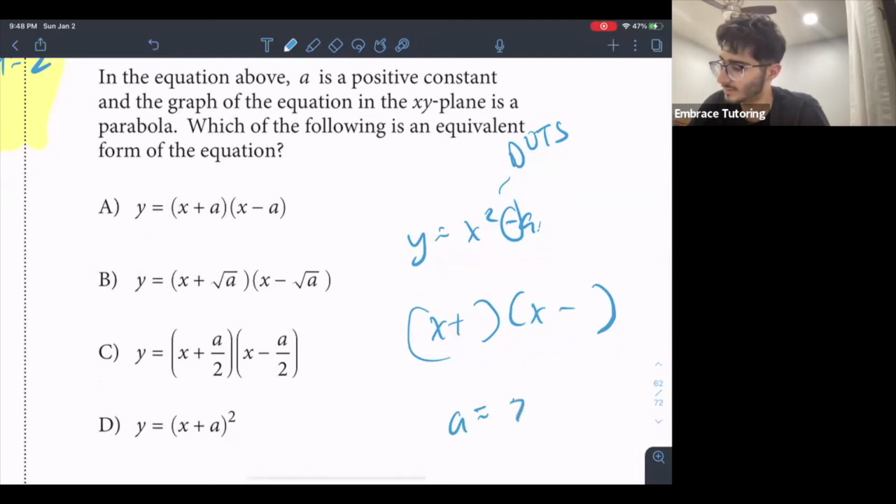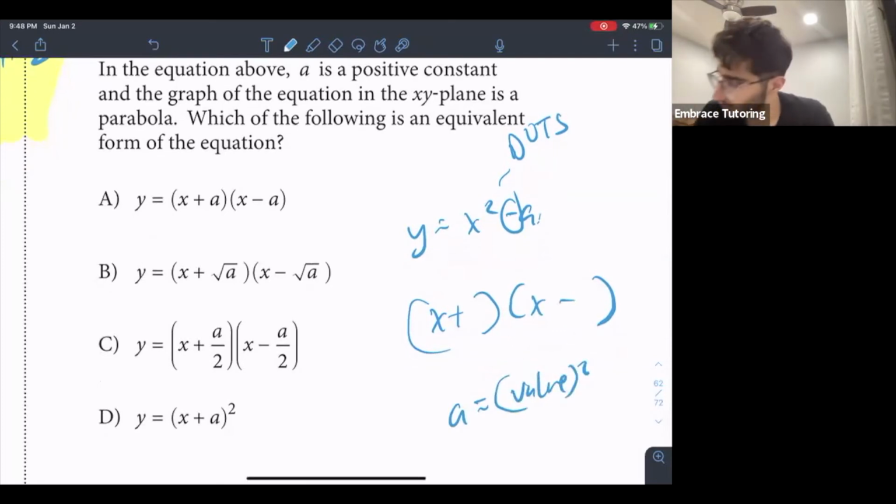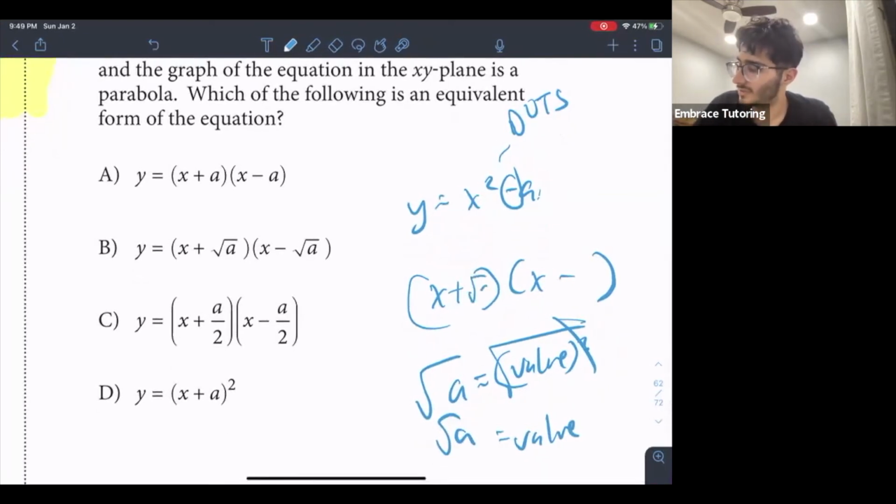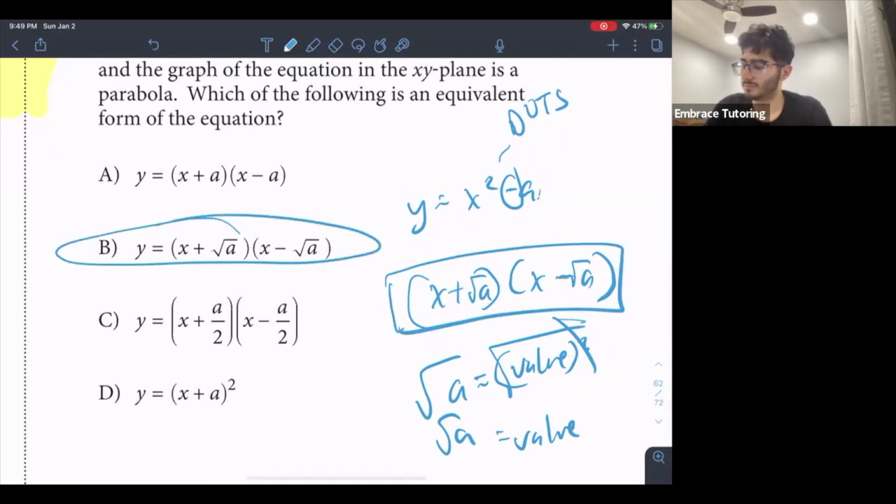So if you do a is equal to value squared, you're looking for the value, right? So you would basically take the square root of both sides to get value is equal to radical a. So that would be our answer, radical a, radical a. So this is our answer, and it matches with choice B.